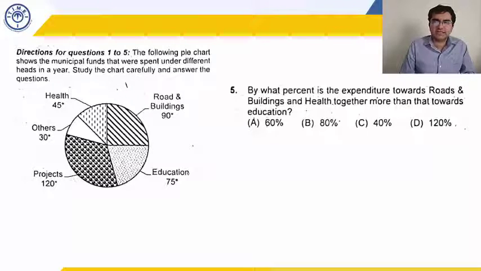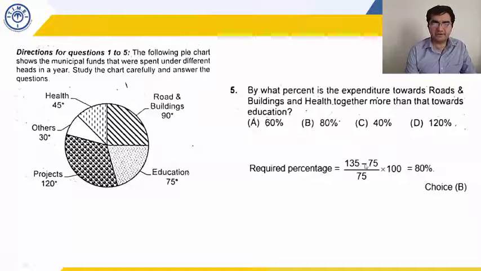By what percent is the expenditure towards roads and buildings and health? So we want to compare roads and buildings and health, 90 degrees plus 45 degrees, with education, 75 degrees. So we want to compare 135 degrees with 75 degrees. 135 degrees is how much more than 75 degrees?